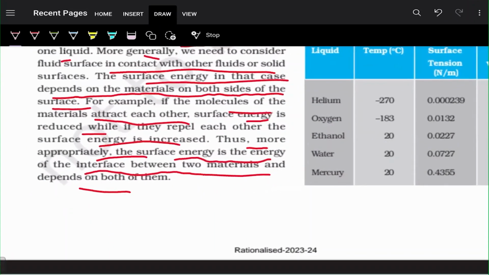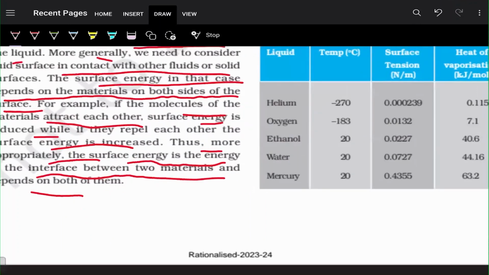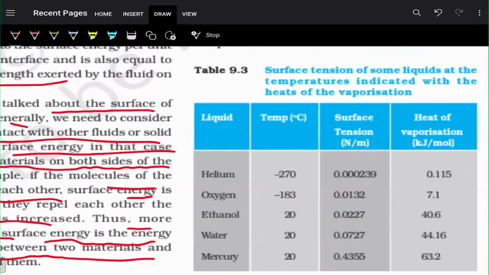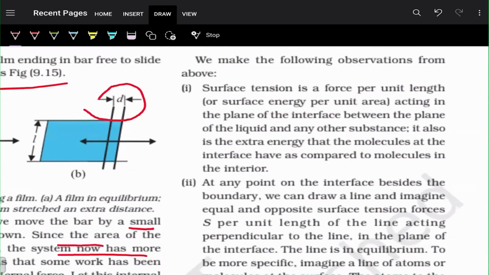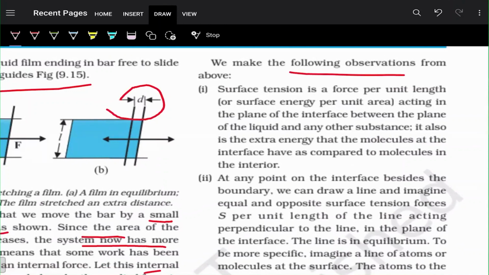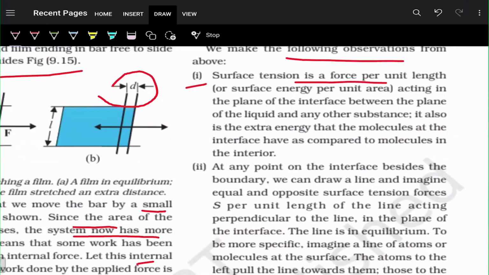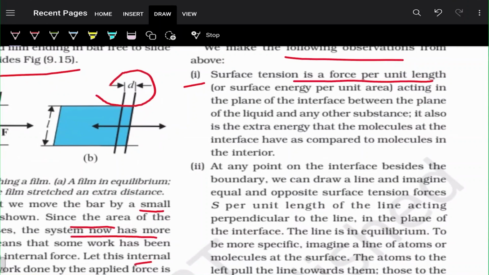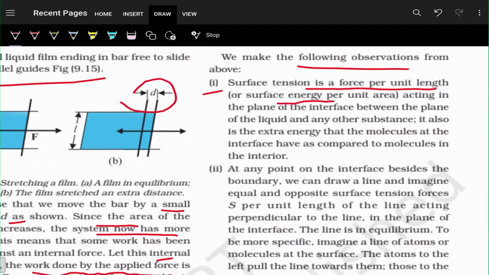Thus, more appropriately, the surface energy is the energy of the interface between two materials and depends on both of them. Surface energy depends on both of them. Okay. Yes. So these are the observations. What is the first observation? See, what is surface tension? Surface tension is a force per unit length, or surface energy per unit area.